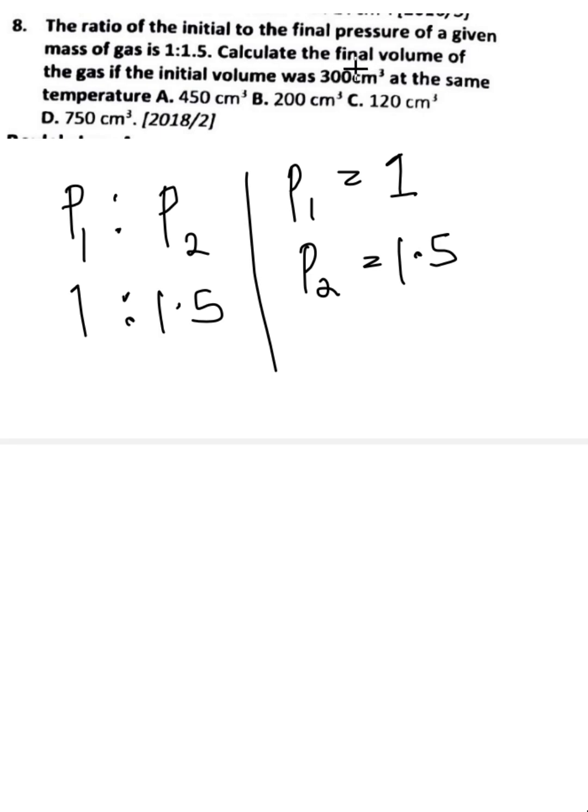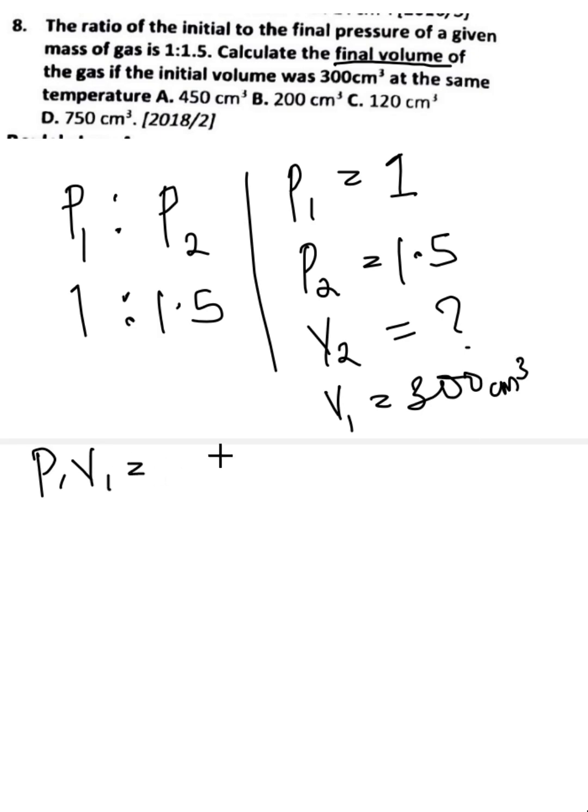Now it says calculate the final volume. Final volume is V2. Take note of that. V1 means initial volume, V2 means final volume. So the final volume is what they are looking for. If the initial volume was 300, which is V1, what is it? 300 cm cube.